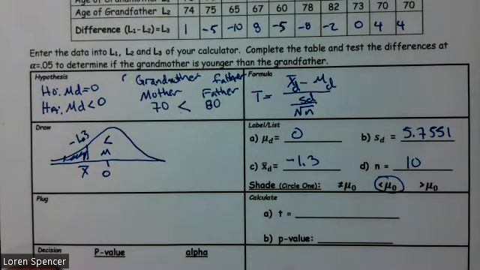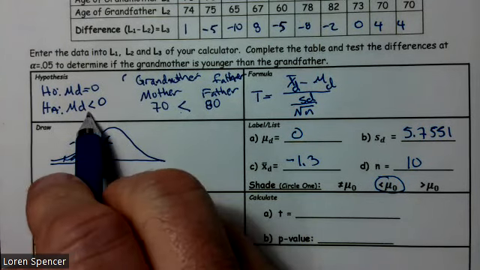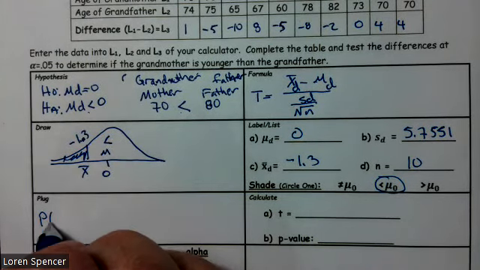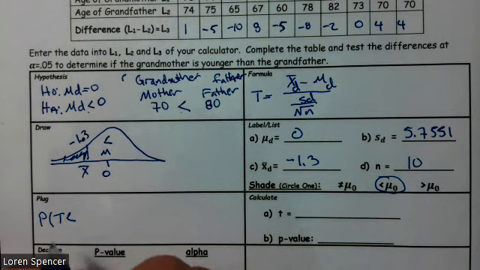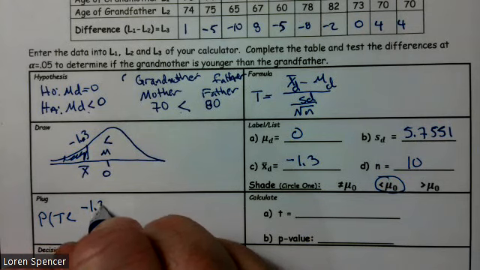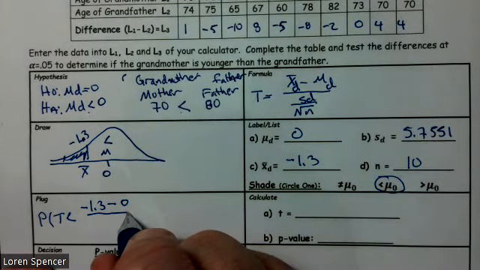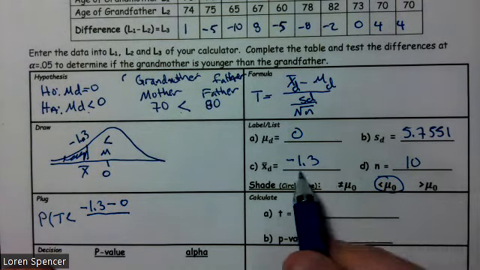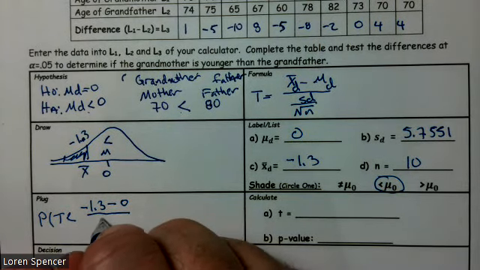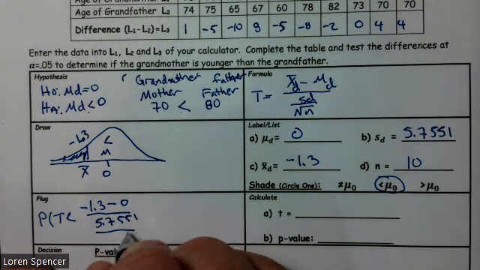All right. So we're going to plug into our formula. Well, our alternative is that it's less. So probability that t is less than negative 1.3 minus 0 over s D of 5.7551, 5.7551 divided by the square root of 10.